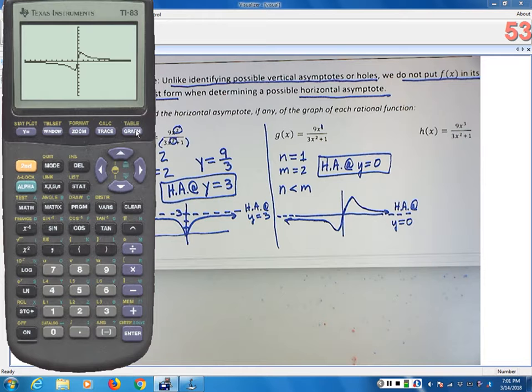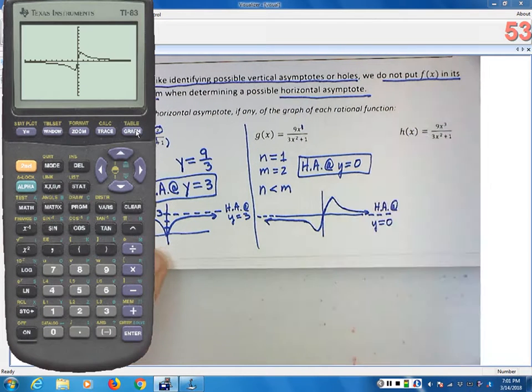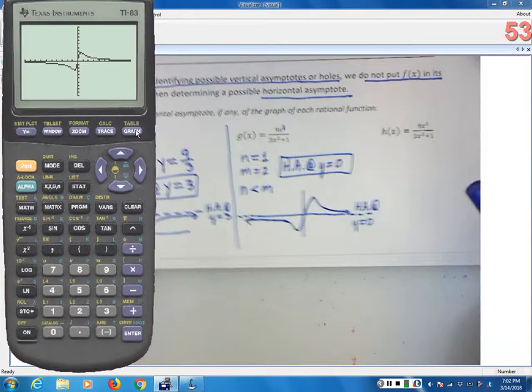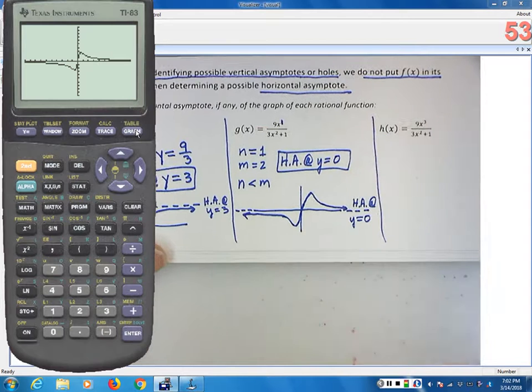Okay? So that had a horizontal asymptote. No vertical asymptotes. Why doesn't it have any vertical asymptotes? Because 3x squared plus 1 can never equal 0. You set it to 0, you subtract the 1, and divide by 3, you get x squared equals minus a third. You can't square something and get a negative number. So there's no vertical asymptotes on these examples. These are just having horizontal asymptotes. All right. Any questions? Does that make sense?